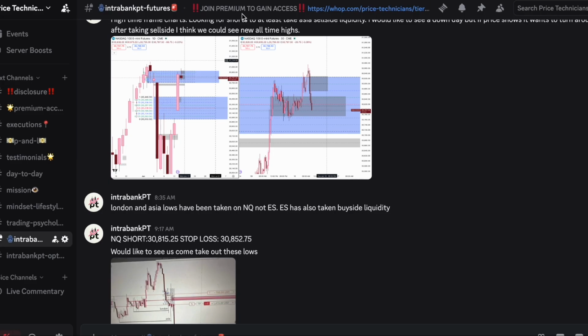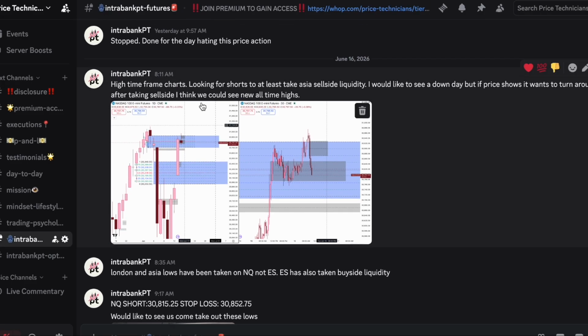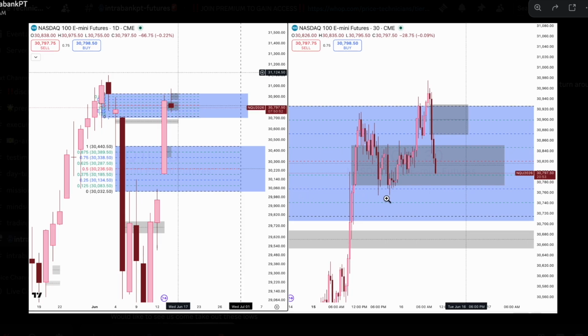In my Discord, I said, here's my high time frame charts. Looking for shorts to at least take Asia sell side liquidity. I would like to see a down day, but if price shows it wants to turn around after taking the sell side, then I think we could see new all-time highs.